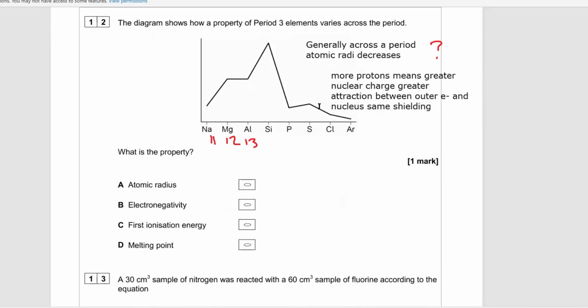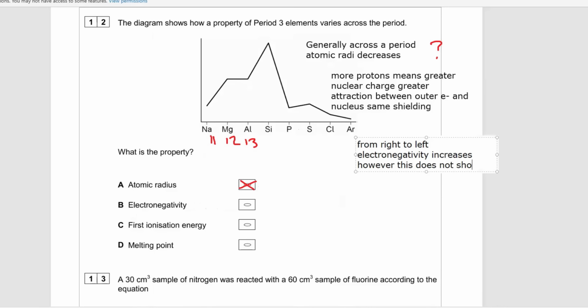And remember, there's the same amount of shielding across a period. You're adding electrons to the 3s and 3p orbitals. So there should be the same amount of shielding. So actually, it's not going to be the atomic radius because the diagram has it going up there. So there we go. Now, when we look at electronegativity, think of the most electronegative elements in the periodic table.